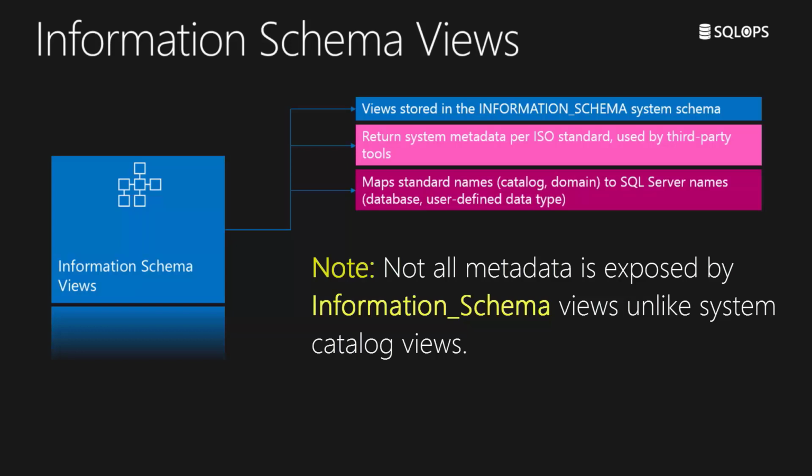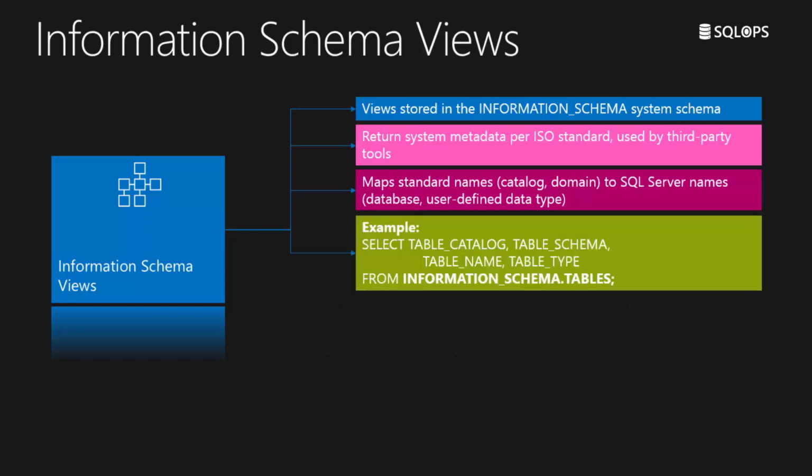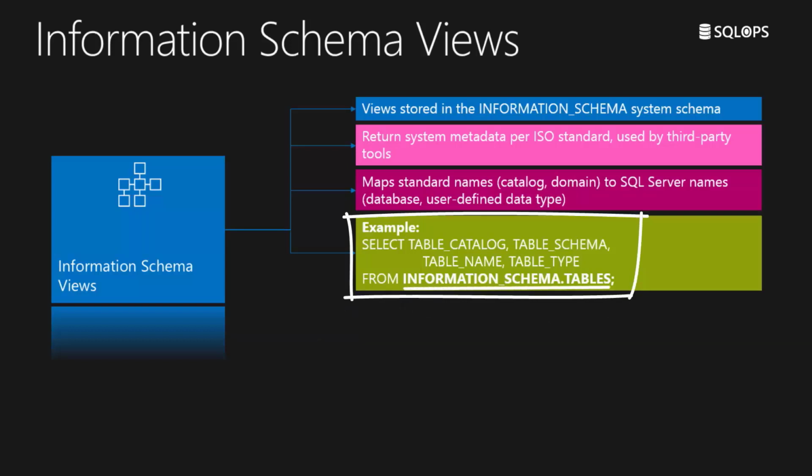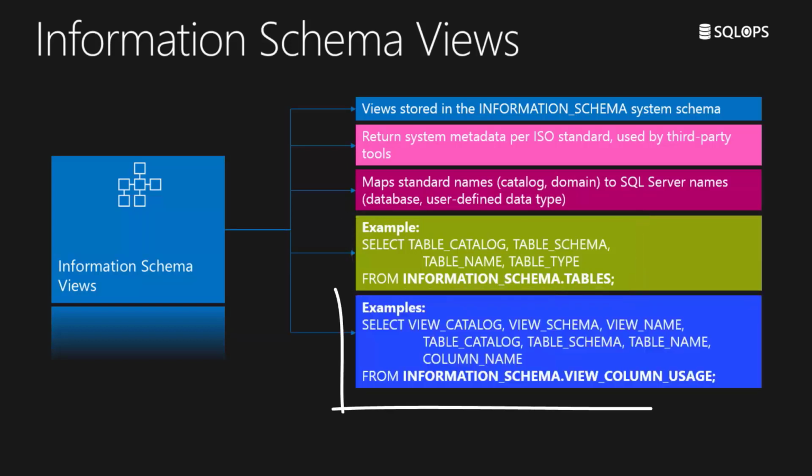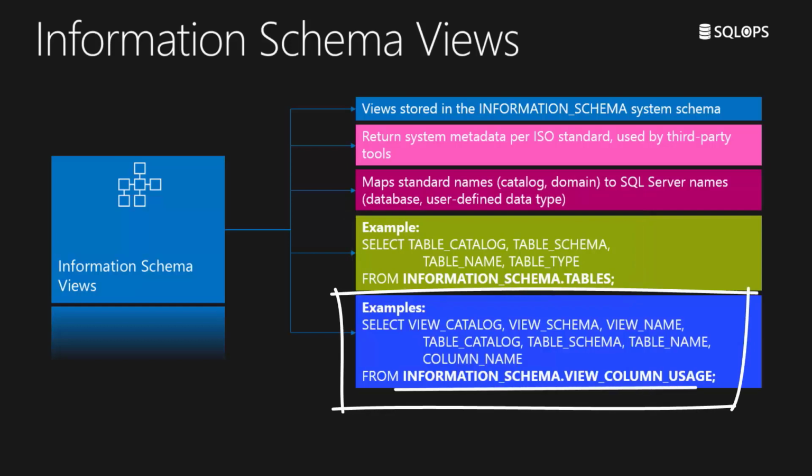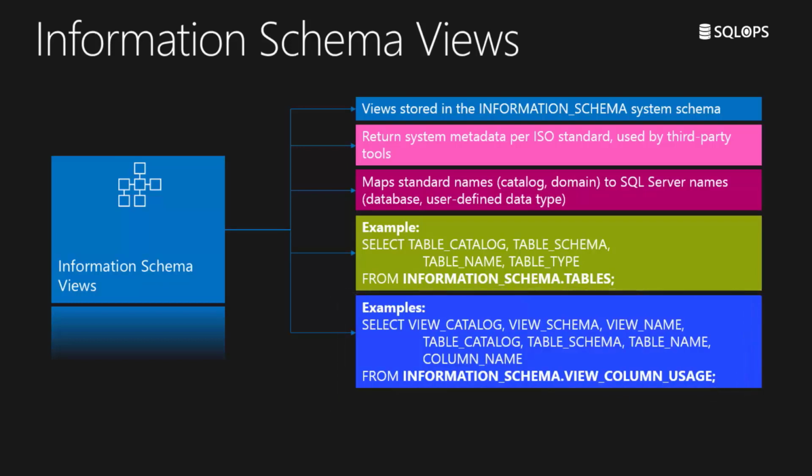And like querying any other system view, you can use the select clause to retrieve information from the information schema views as well. Let's take a look at some examples. This query retrieves information from the INFORMATION_SCHEMA.TABLES view. And this query retrieves the column usage information from the INFORMATION_SCHEMA.VIEW_COLUMN_USAGE view. Let's execute these queries and see what the results will look like.